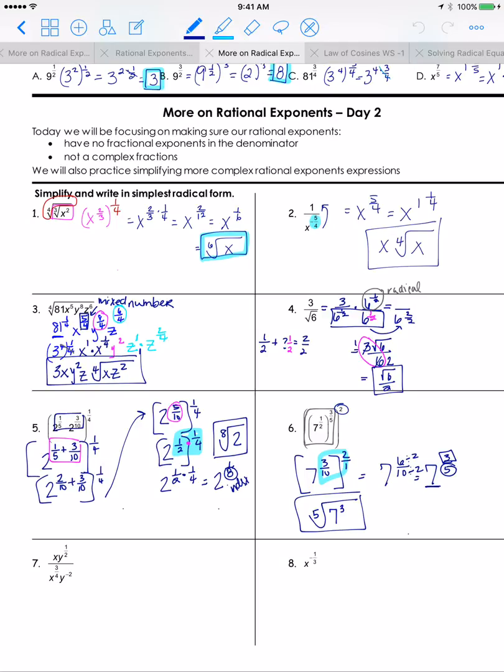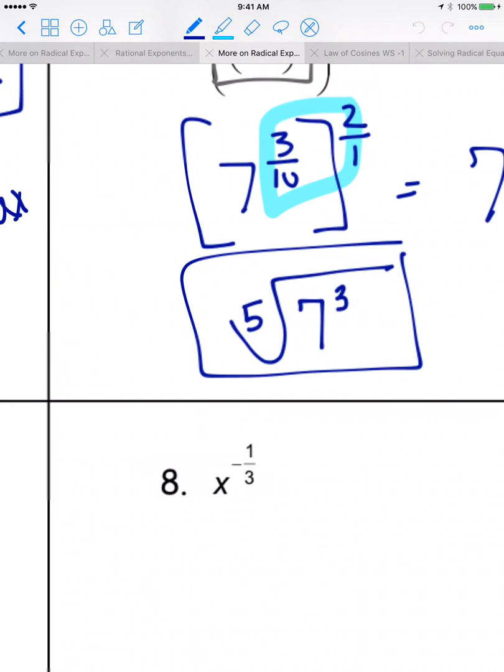Okay guys, this is going to be part 2 of our video on simplifying rational exponents, the day 2 worksheet. I've already done problems 3, 4, 5, and 6 in the part 1 video, and so now I'm going to finish up this worksheet for you guys. So before we start on number 7, let's go look at number 8.